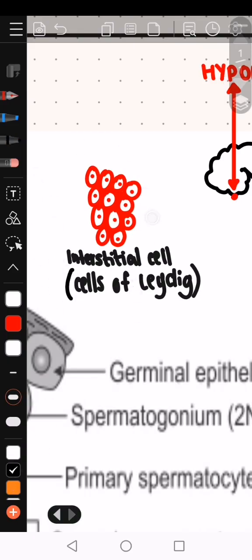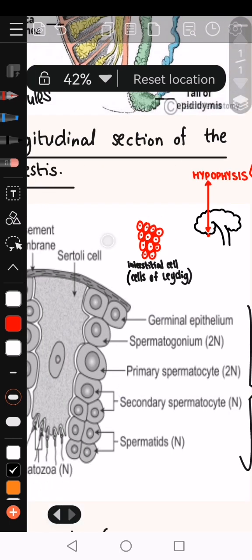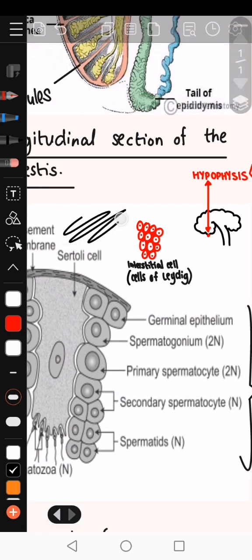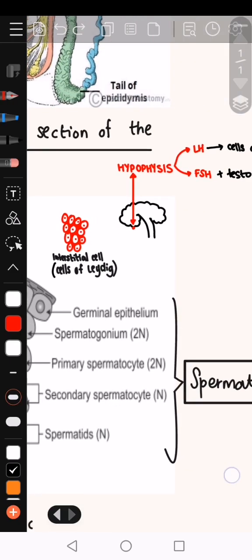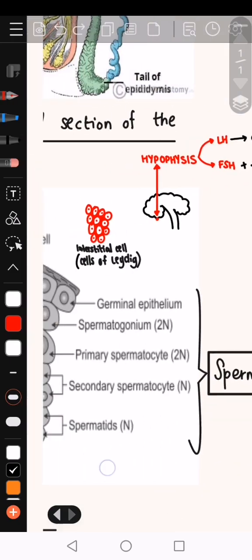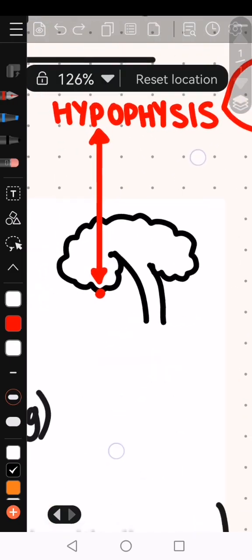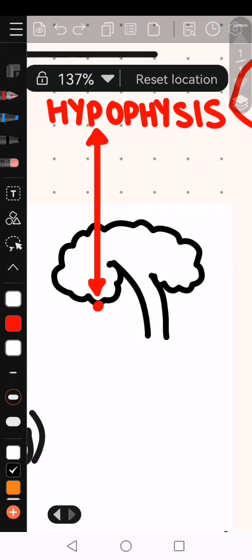The reason why I drew it separate is because we are assuming here that there's connective tissue over here, right? Now these cells of Leydig are responsible for producing the male hormone testosterone, and that is why I put it here, because I want to explain to you how the hormone testosterone comes about. So let's quickly look at our brain, right? Very simple drawing of the brain.